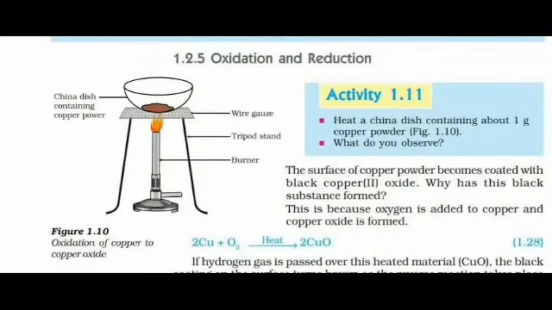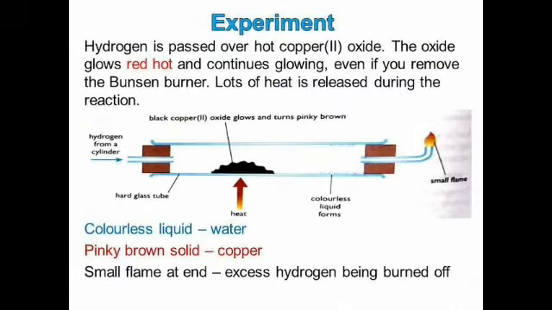This is an activity from your textbook. Heat a china dish containing about 1 gram copper powder. What do you observe? The surface of the copper powder becomes coated with black copper oxide. Why has this black substance formed? This is because oxygen is added to copper and copper oxide is formed. Thus, copper has combined with oxygen to form copper oxide. We say that copper has been oxidized to copper oxide.